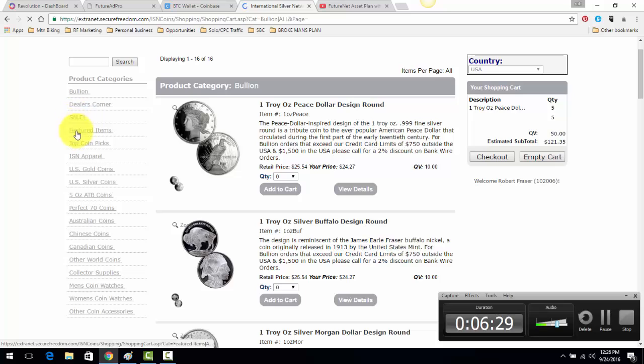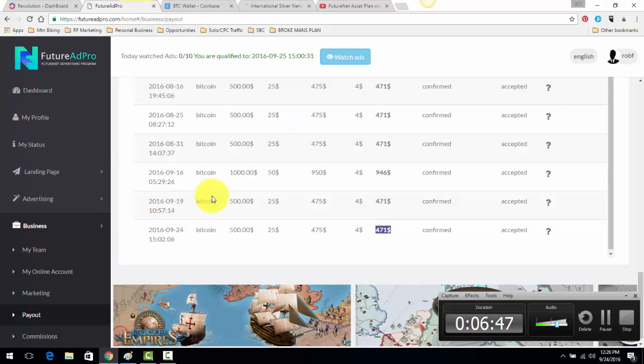And they've got bullion, gold coins, silver coins, perfect MS-70 coins. You can buy coins from other nations, things like that, but it's all here in the back office of International Silver Network.